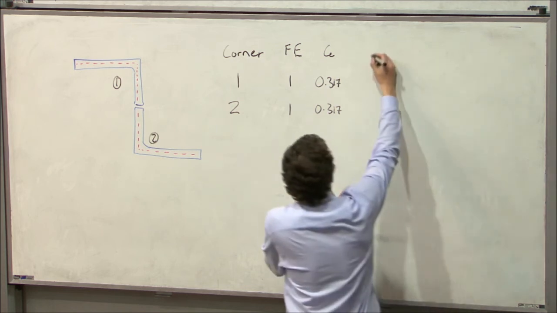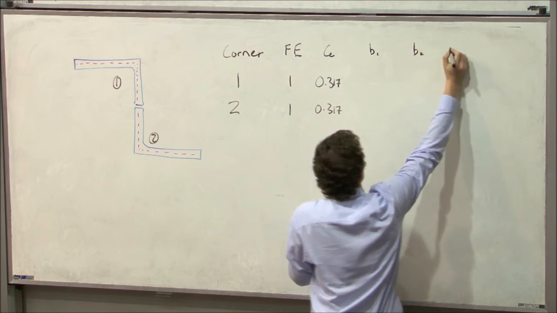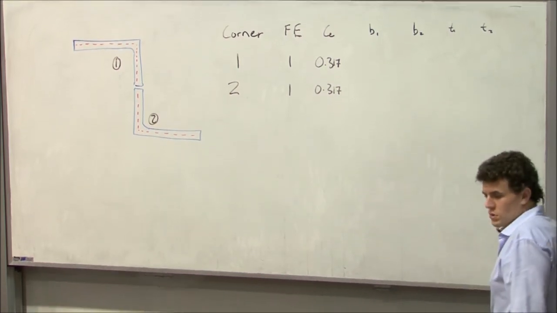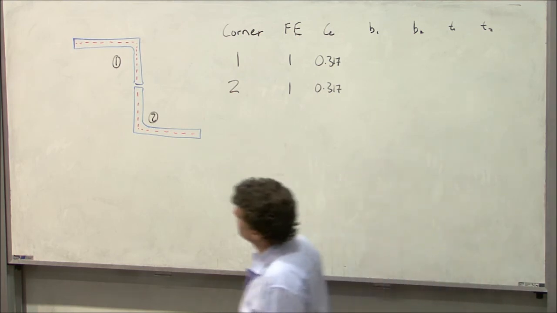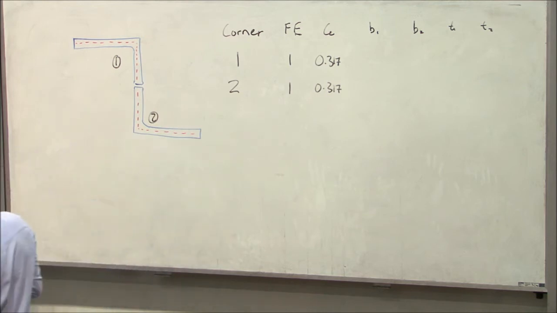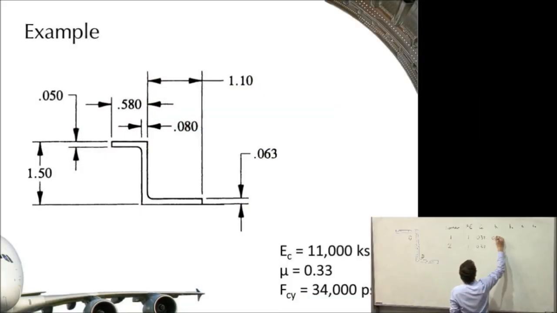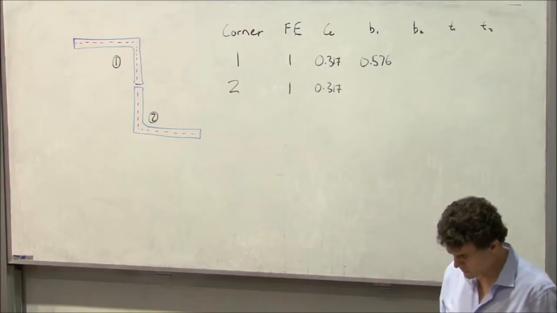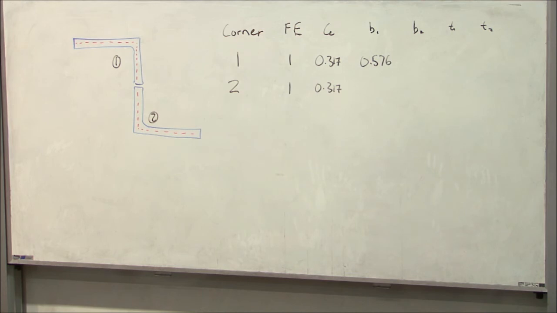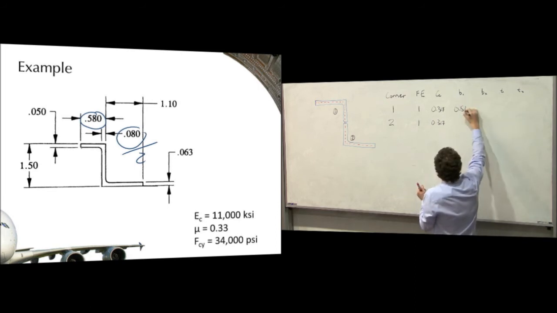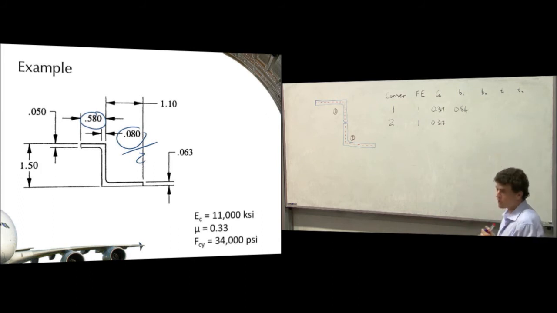Now, we can have B1, B2, T1, and T2. So for corner 1, let's assume this is B1 here. That is 0.58 minus 0.04. So we get 0.576. So what I've done is I've taken that dimension and subtracted half of this dimension. 0.54, sorry, what am I doing? 0.54, I've just taken off the wrong number of decimal places. Not enough sleep last night. 0.54.